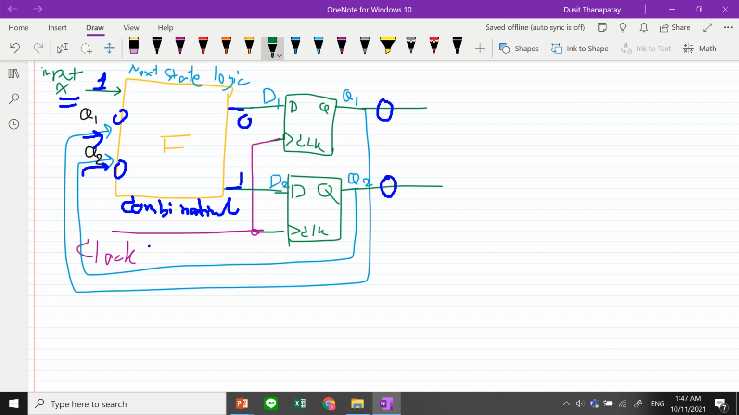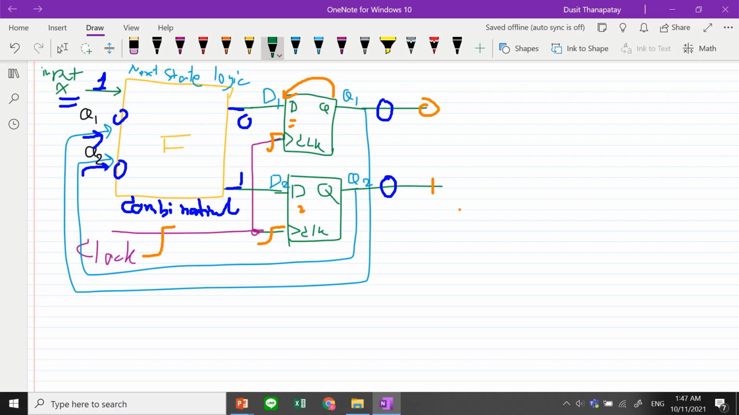That means when the clock ticks, these two flip-flops will get the clock tick at the same time. That means these two flip-flops, namely D flip-flops, will change at the same time. When the clock ticks, Q reads data from D. Now for this flip-flop, D1 is 0, so it changes to 0. This one is 1, so it changes to 1. They change at the same time, the same timing of the clock tick. So it's called a clock synchronous state machine.